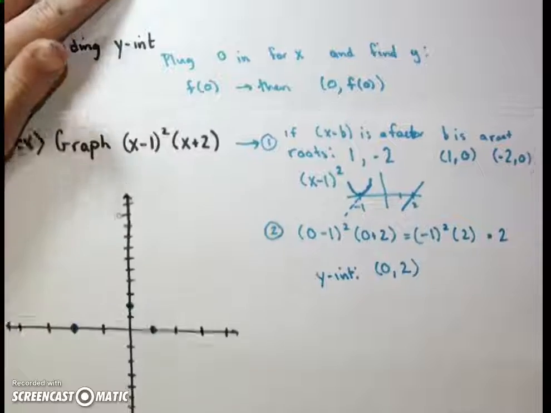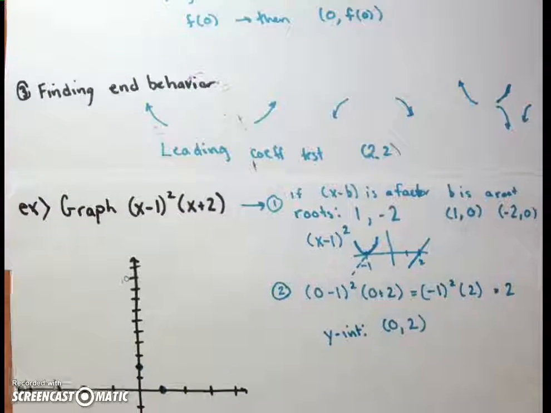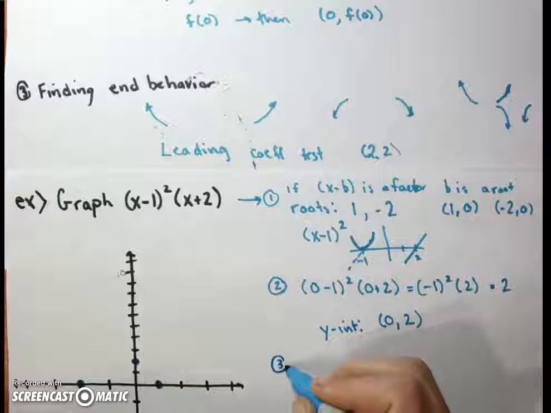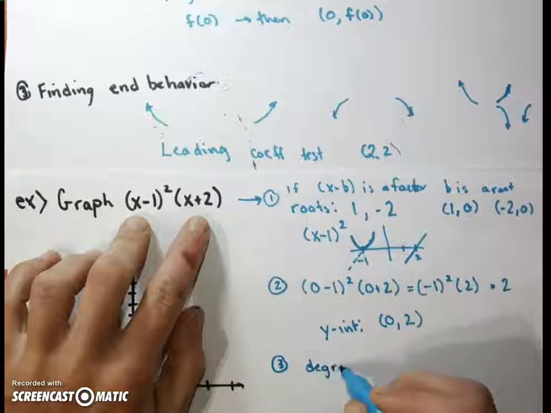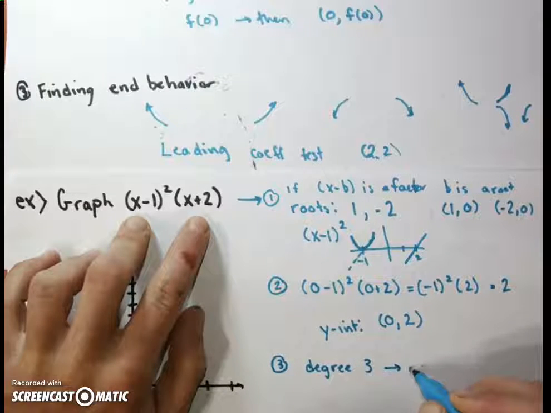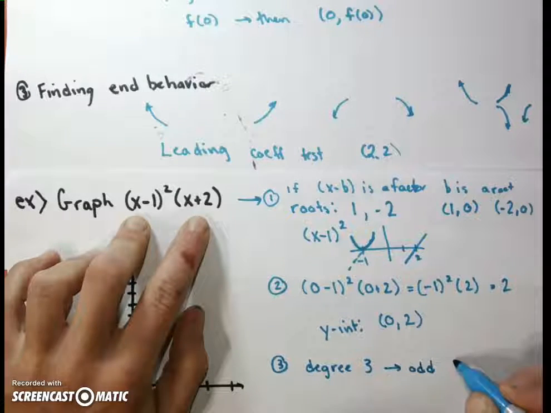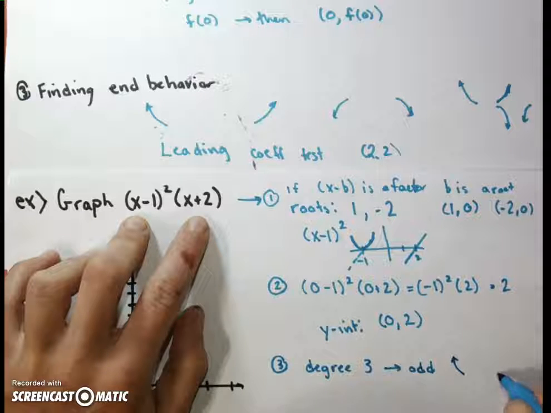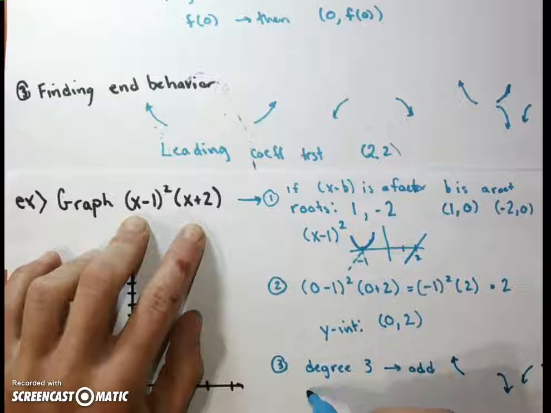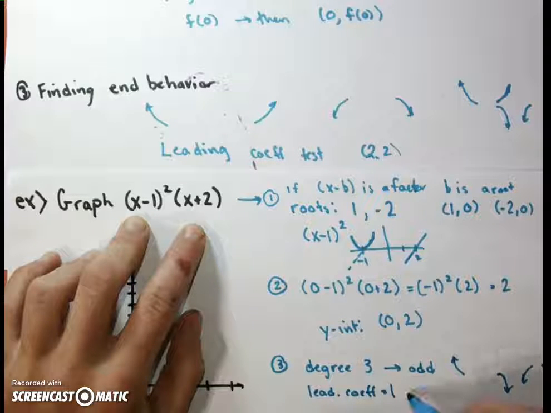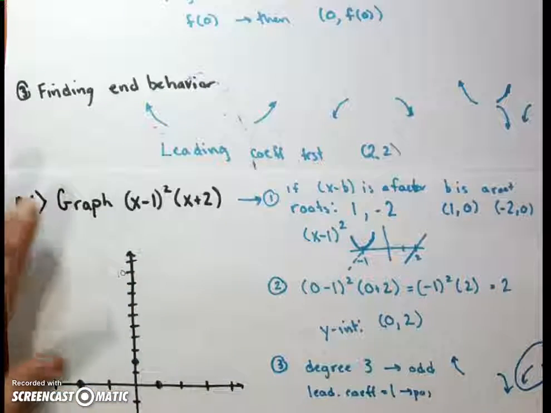So now I want to look at the end behavior. So I use the leading coefficient test. If I were to multiply this all out, the degree would be 3, which is odd, which means I'm either going to have rising left, falling right, or the opposite. But the leading coefficient is 1, which is positive. So that tells me that it's going to look like this at the ends.